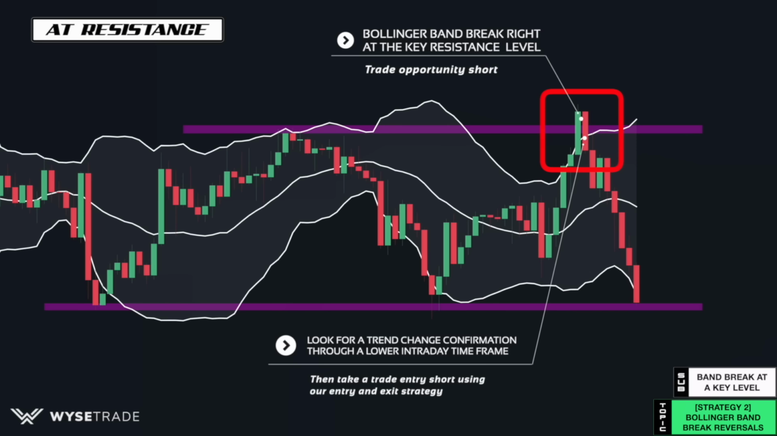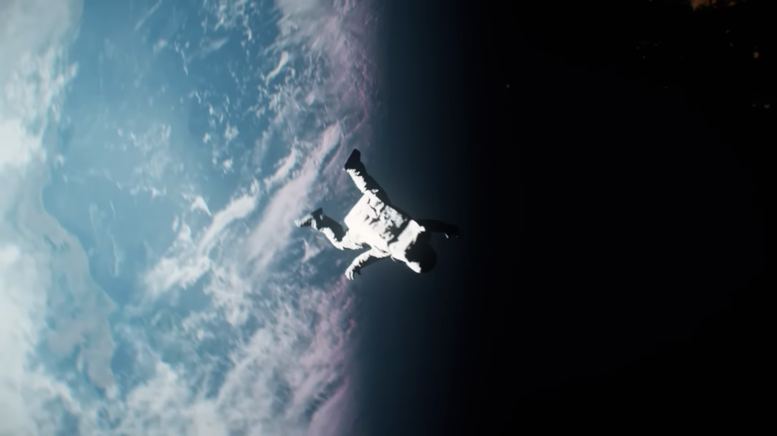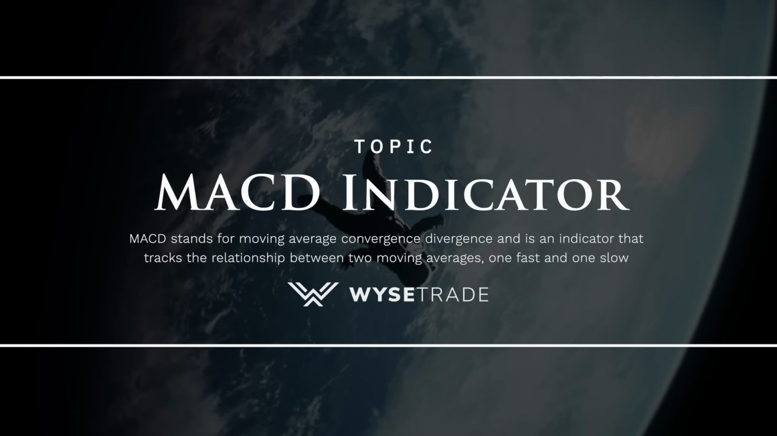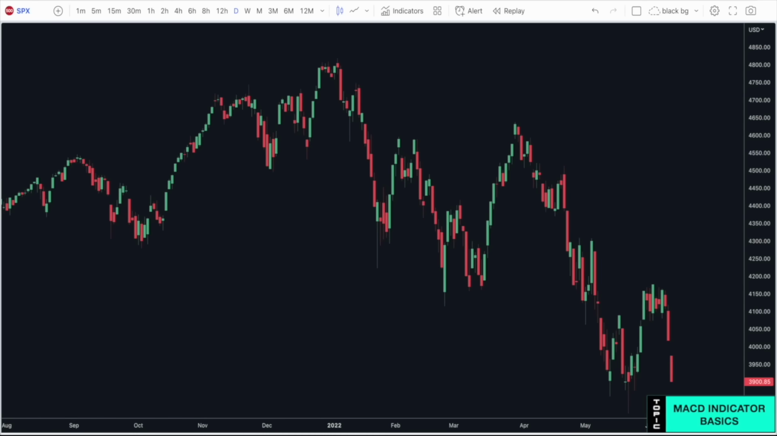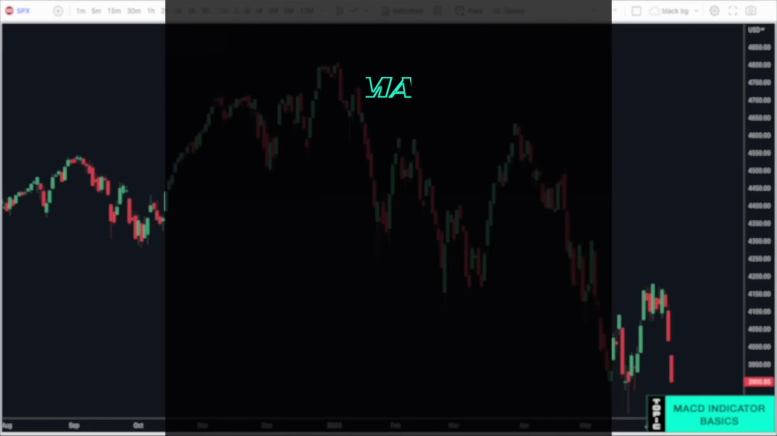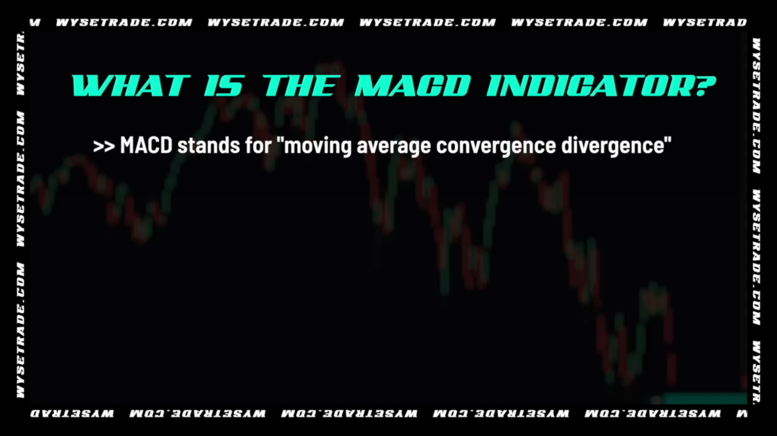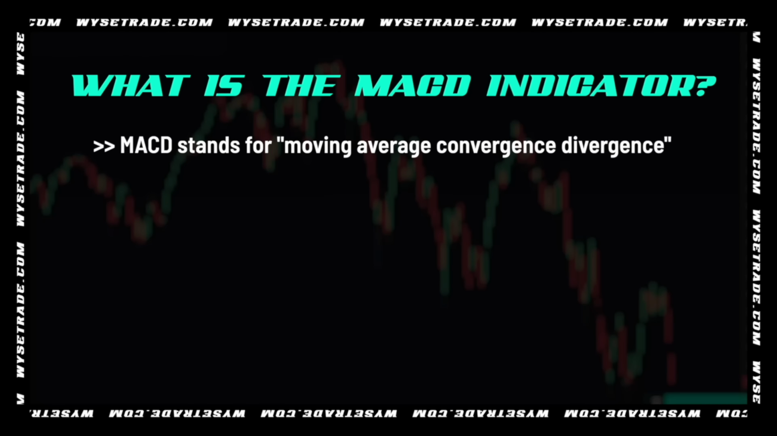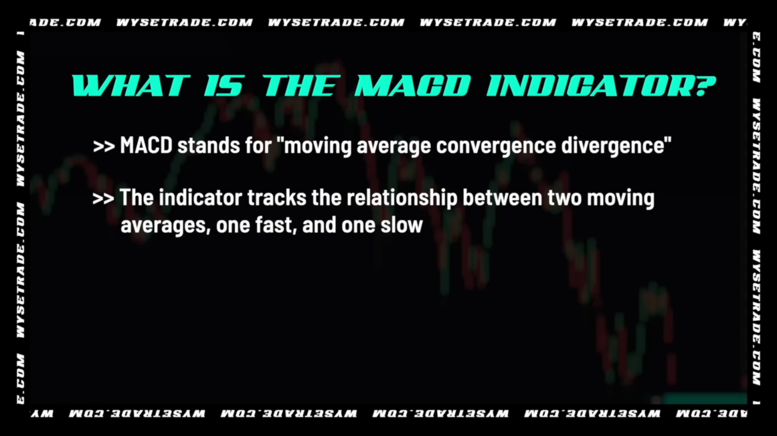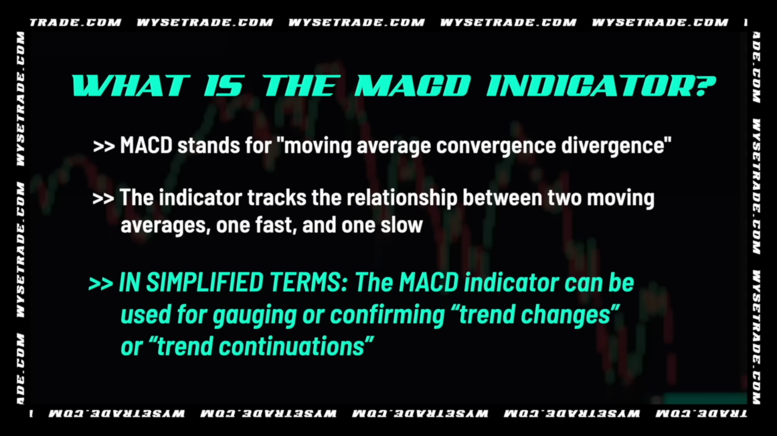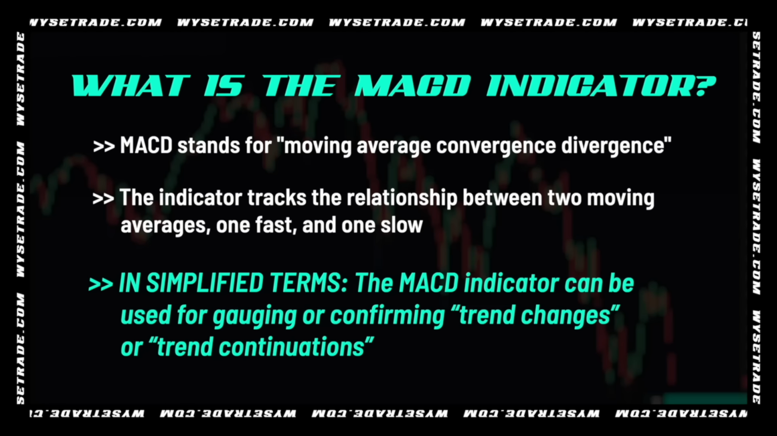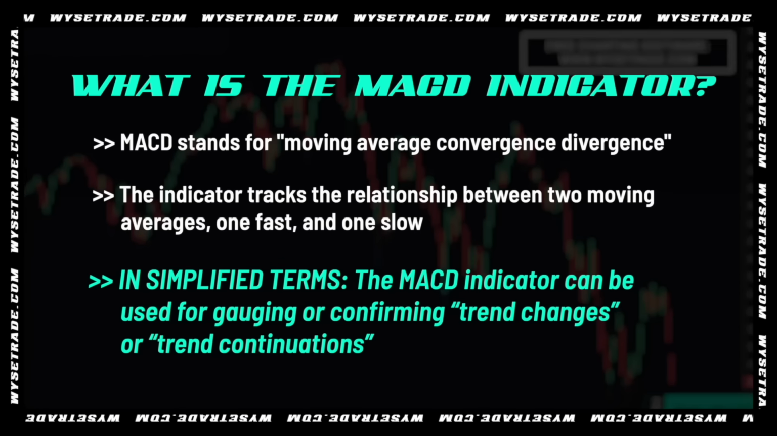So next, the MACD indicator. So what is the MACD indicator? MACD stands for Moving Average Convergence Divergence. The indicator tracks the relationship between two moving averages, one fast and one slow. Now, to keep things simple, the MACD indicator can be used for gauging or confirming trend changes or trend continuations.